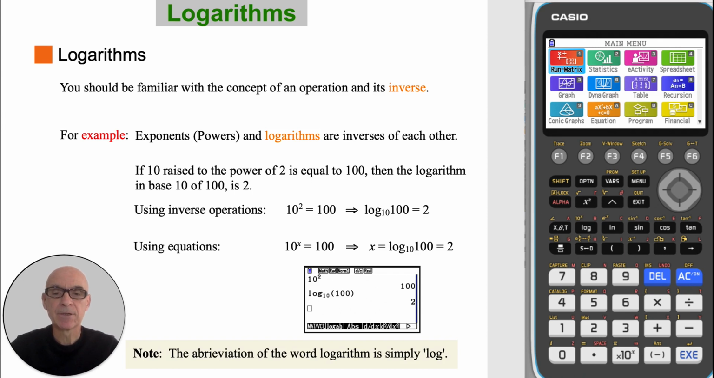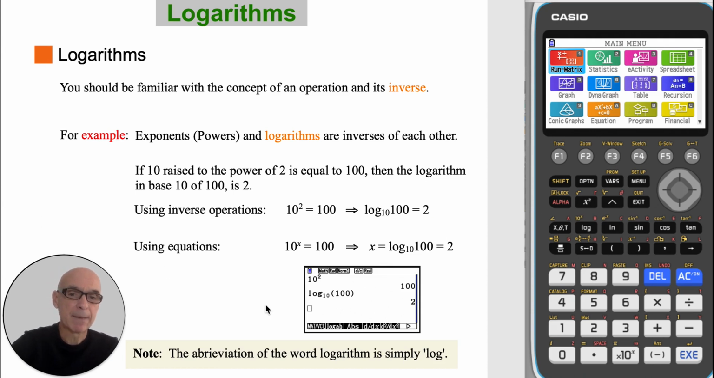Exponents, or powers, and logarithms are inverses of each other. If 10 raised to the power of 2 is equal to 100, then the logarithm in base 10 of 100 is equal to 2.